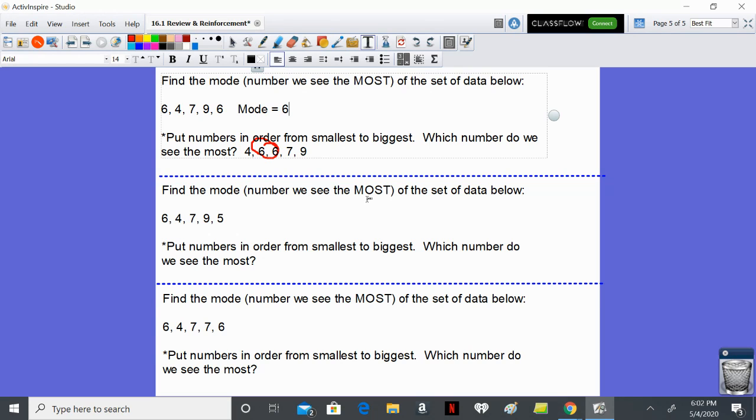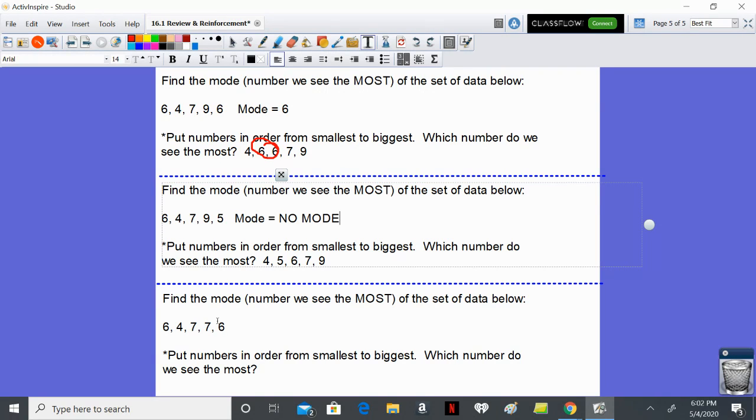Let's take a look at my second example. Find the mode, the number we see the most in this set of data below. So the first thing I want to do is put my numbers in order from smallest to biggest. So I have 4, I have 5, I have 6, 7, and 9. So now what number do I see the most? Is there a number that shows up more than any other number? Well, I have 1 4, 1 5, 1 6, 1 7, 1 9. So in this instance, remember I said earlier, you could have no mode. You would actually write no mode.